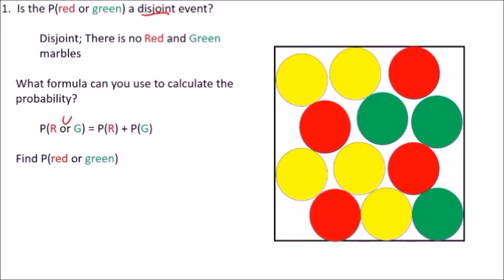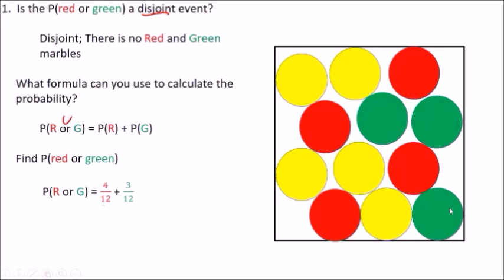Okay, and next, we want to find the probability of red or green. So all I've got to do is find the probability of red, find the probability of green, and then add those two probabilities together. So if I look at here, the probability of red, there are 4 of them out of a total of 12 marbles. Okay, so 4 out of 12 of them are red.